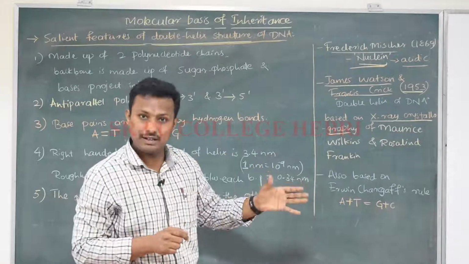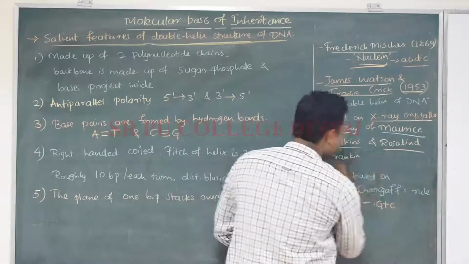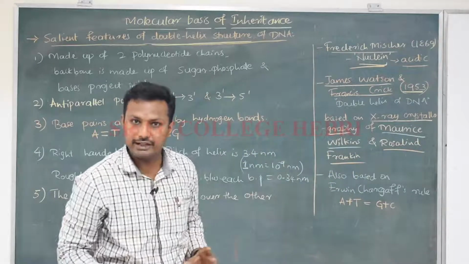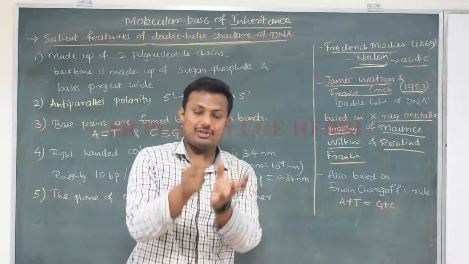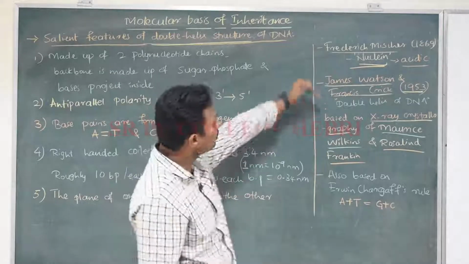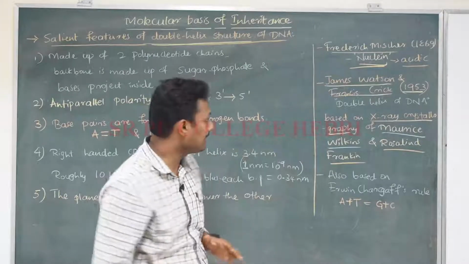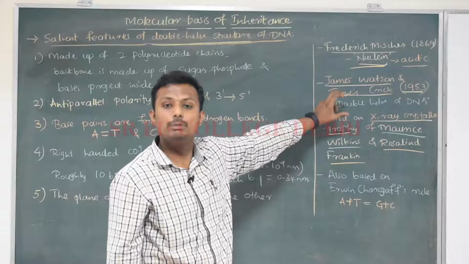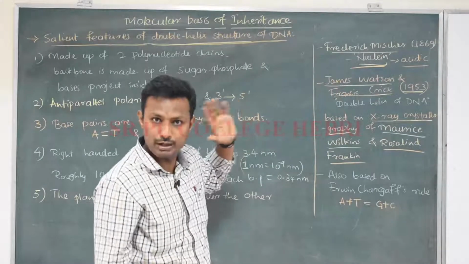That was done by two scientists, Maurice Wilkins and Rosalind Franklin. These two scientists had carried out the X-ray crystallography, and the structure they got out of it paved the way to propose the double helix structure by James Watson and Francis Crick. And they also shared a Nobel Prize for their proposal of this model for DNA.